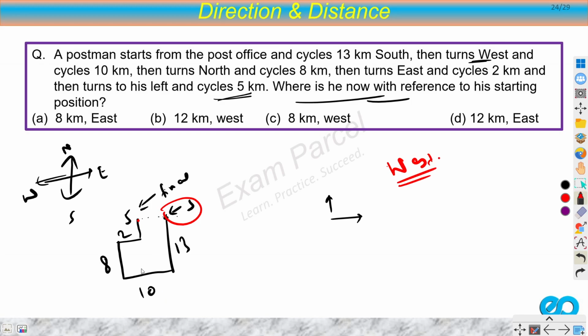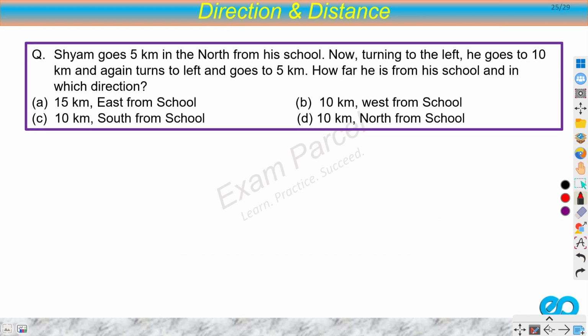So what is the distance? So 2 kilometers is gone and this total is 10. So this position, this distance would be 8, right? This is 8 kilometers. So 8 kilometer west, option C. Okay. So this is also an easy question.